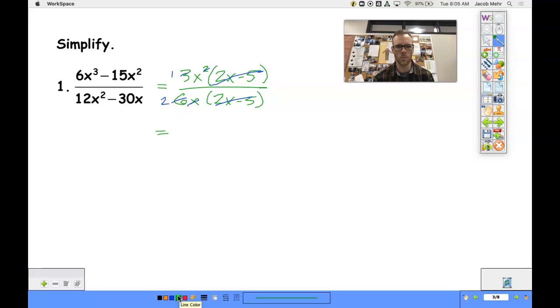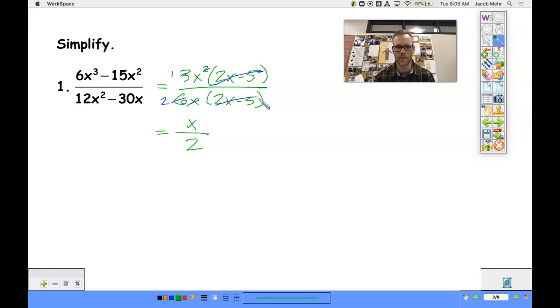So what's left in my numerator? 1x. What's left in the denominator? Only 2. So does 6x cubed minus 15x squared over 12x squared minus 30x equal x over 2? It does. Well, everywhere except for a few points. Because what is not in the domain of the original function?